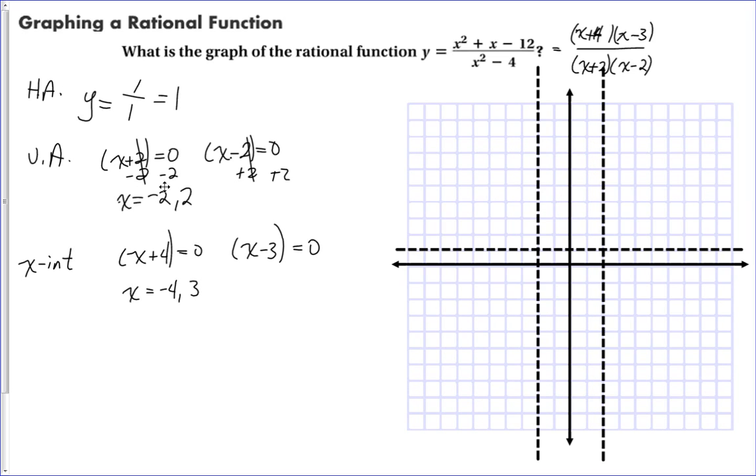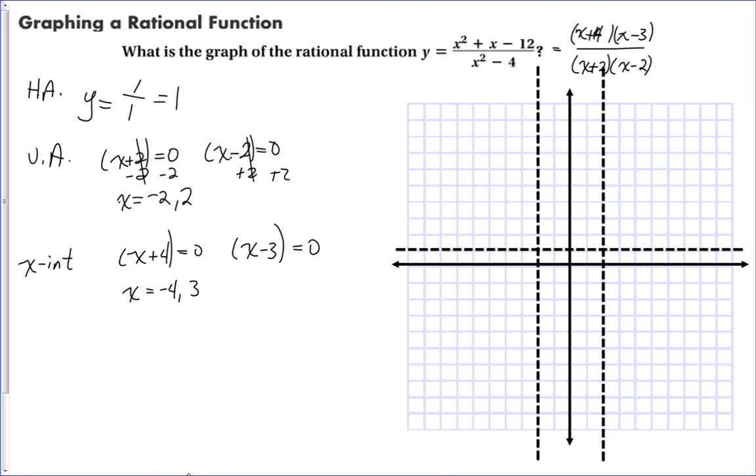All we did to get them was set the bottom of the fraction equal to 0 and solve for x. So we got x is plus or minus 2. This is the line x equals negative 2, and this is the line x equals positive 2. So now we know that.